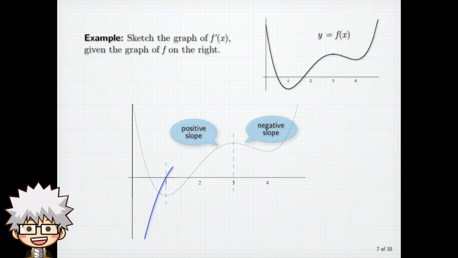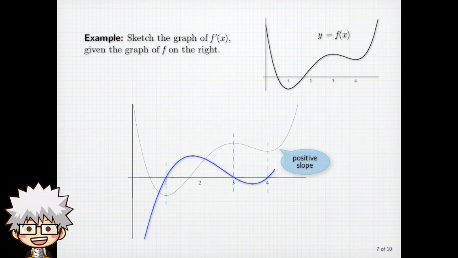Now the slope of the graph of f remains positive up to x equals 3, where it becomes negative. So the graph of the derivative should look something like this. It stays above the x-axis until x equals 3, to the right of which the values of f prime become negative. To the right of 4, the slope becomes positive again. So we continue the graph of the derivative in such a way that it crosses the x-axis again at 4, and its values become positive to the right of 4.